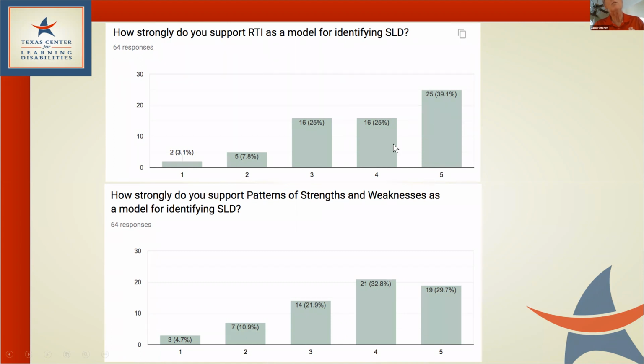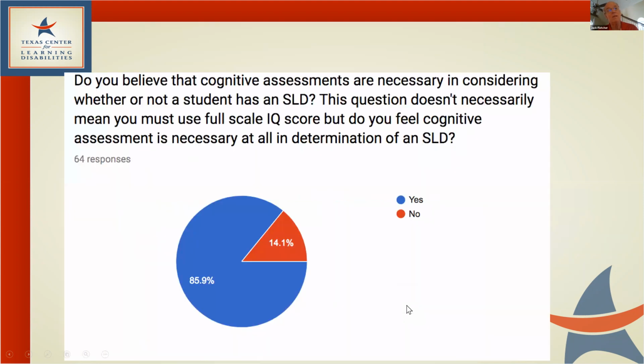How strongly do you support RTI as a model for identifying SLD? Well, you can see that there's a lot of support for this, but if you ask the same people how strongly they support patterns of strengths and weaknesses as a model for identifying SLD, and I'll define what this means a little bit later, that also gets a lot of support. So both these models have a lot of support, and what lots of districts are doing, unfortunately, is using both RTI and once a kid goes to special education, they use some sort of discrepancy model.